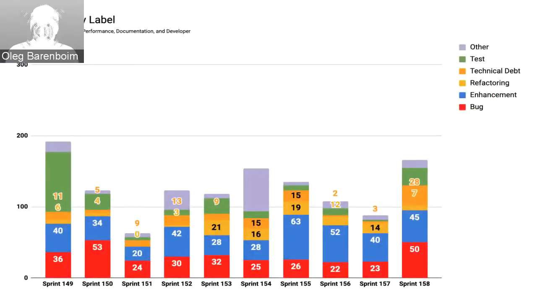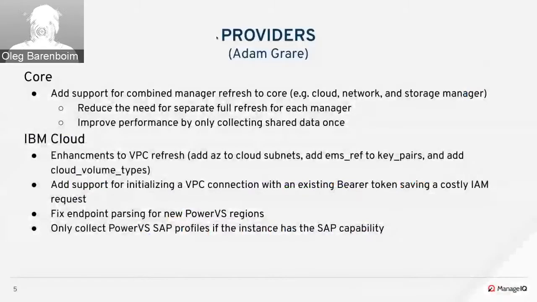In terms of the breakdown, 50 bugs were fixed, 45 enhancements, 28 in the test area, with the rest sprinkled around. And with that, I will turn it over to Adam.